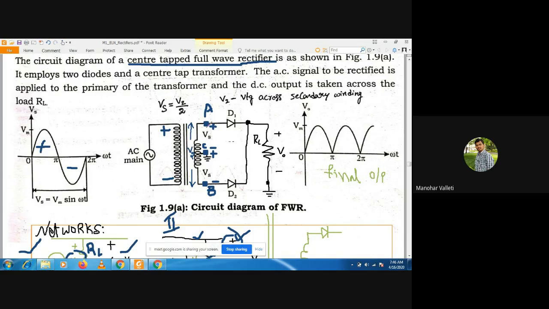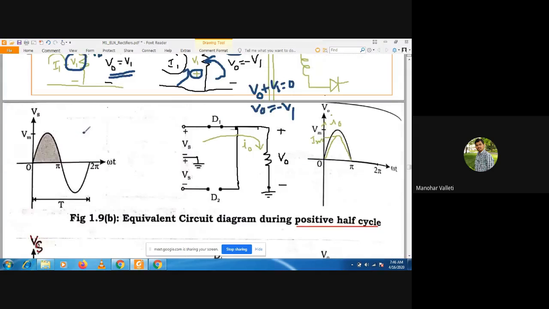Now as point A is positive, diode D1 becomes forward biased. Point B is negative, so diode D2 is reverse biased during the positive half cycle. Diode D1 is forward biased and diode D2 is reverse biased during the positive half cycle. So the corresponding equivalent circuit will be this during the positive half cycle.